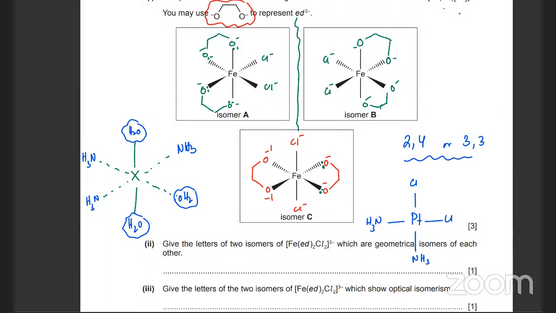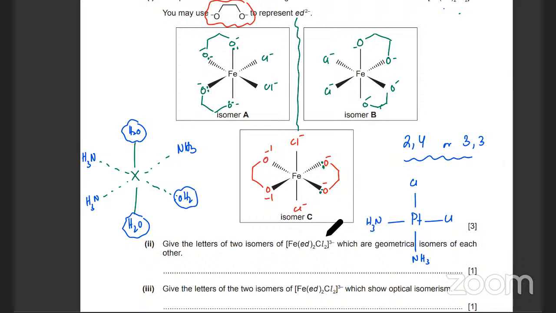You can kind of guess what this other version is: the 2 Cls could be on opposite sides to each other, and the 2 NH3s could be opposite to each other. So you have to remember this specific example of cisplatin and transplatin. Is that clear? So is this clear? Yes or no? Yes, sir.